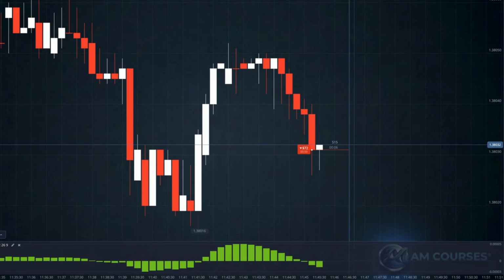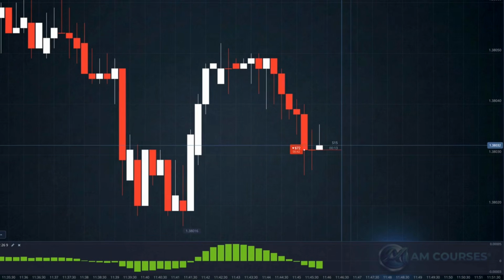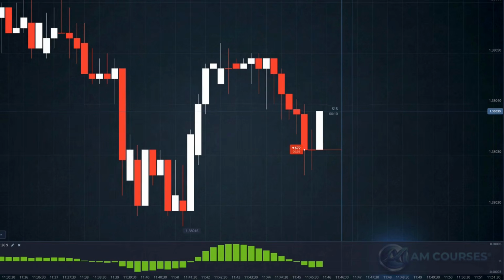If the OsMA histogram bars are sitting perfectly flat near the zero line, stay out. There's no momentum, no direction, nothing to trade. And if a major news event just hit the market, stay out. News spikes break the math behind this indicator completely, and no setup is worth trading through that kind of chaos.